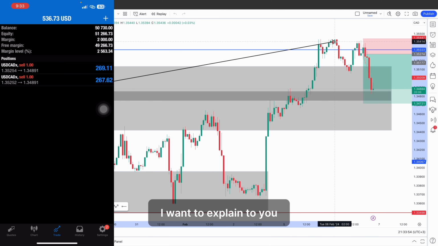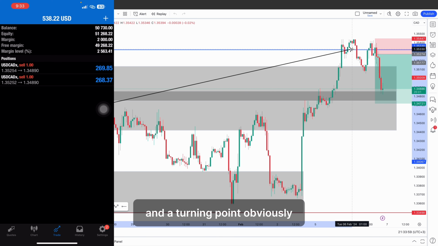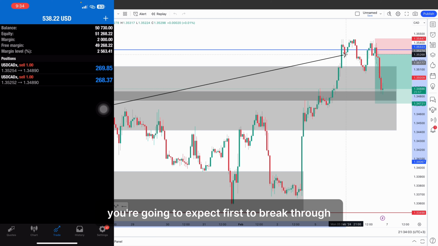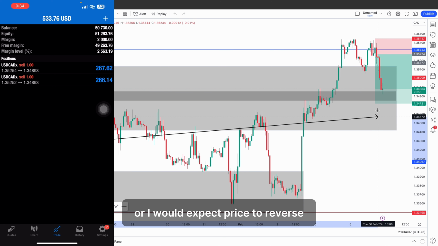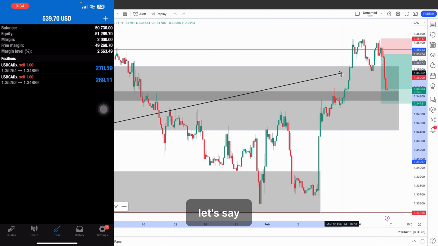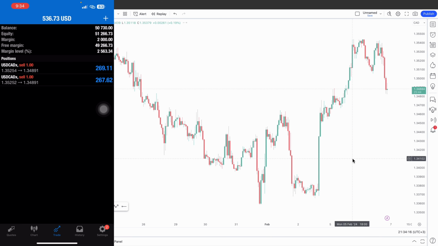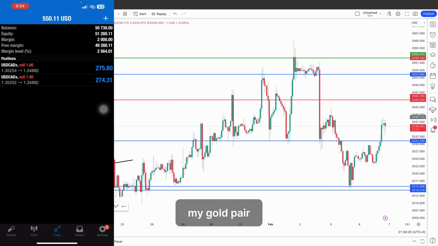So I want to explain to you why I took this trade. The first point is we had a turning point, and at a turning point we're going to expect one of 2 things: price to break through, retest, and then shoot back to the upper side, or price to reverse. But most of the pairs have been reversing. When you look at pairs versus the dollar, let's say Euro USD, you're going to see most of these pairs have been trying to push back up. Even this is my gold pair.